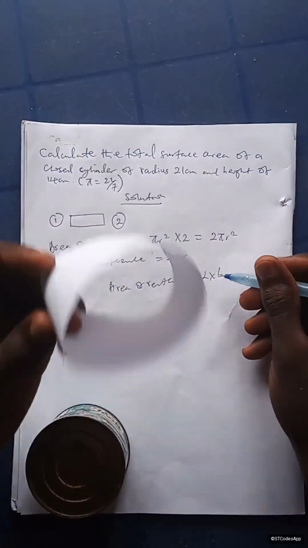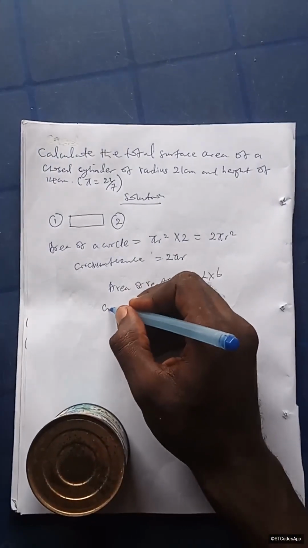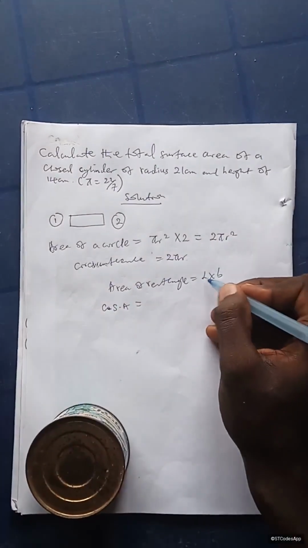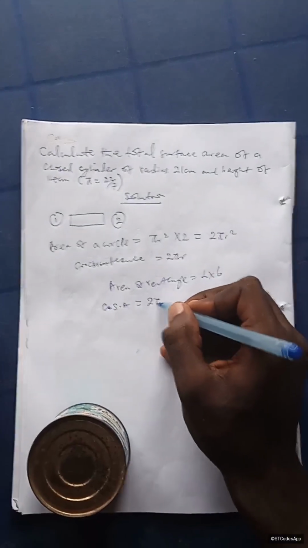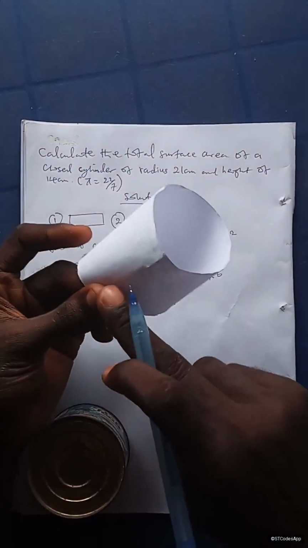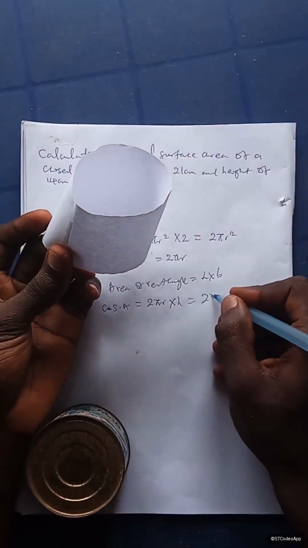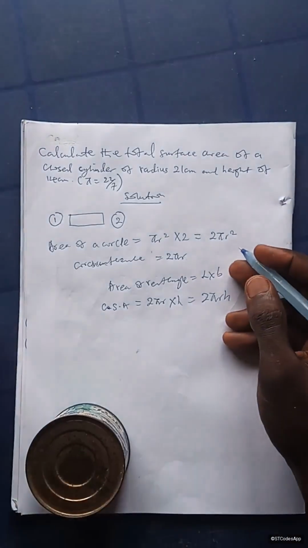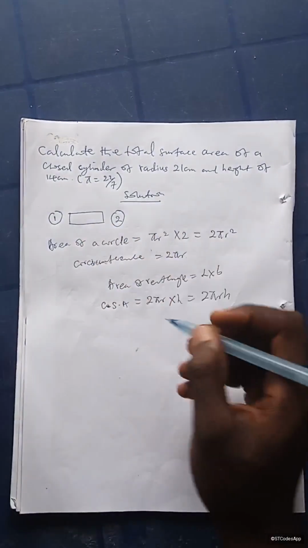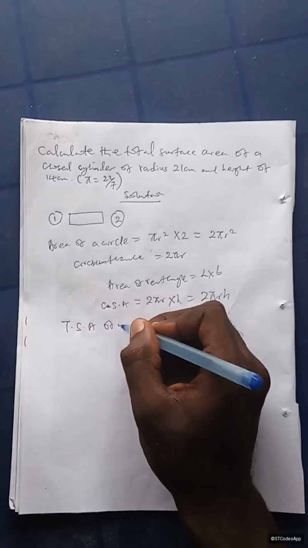Since you have known the circumference to be this, the curved surface area will be, instead of saying length times breadth, the circumference, which is 2 pi r, times the height, which is standing in as the breadth. That will give us 2 pi r h.